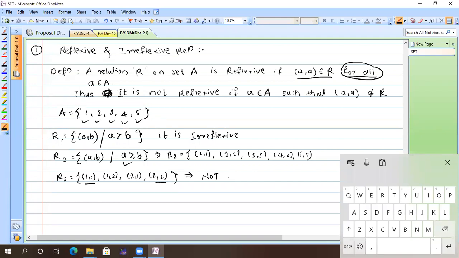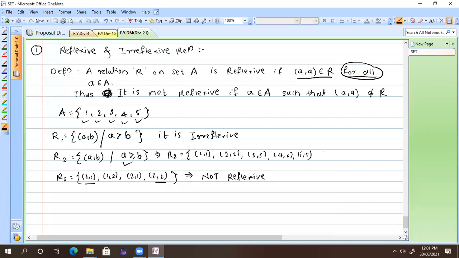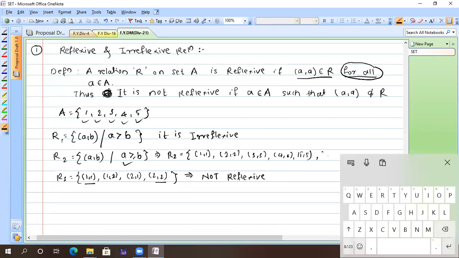Sir, in R2 we can take (4, 1), (5, ...). Yes, you can take all the elements, but I'm not worrying about those elements. For all a, I am interested in only these elements. We have lots of elements here in R2, like (3, 1), (3, 2), (4, 1), (4, 2), (4, 3), (5, 1). I'm not interested in those elements. Right now I'm discussing only reflexive, so I'm just checking whether (1, 1), (2, 2) are there or not. Clear?